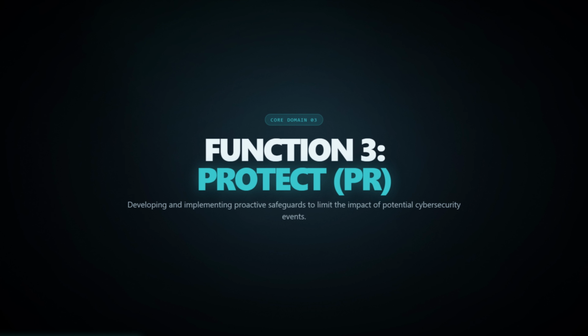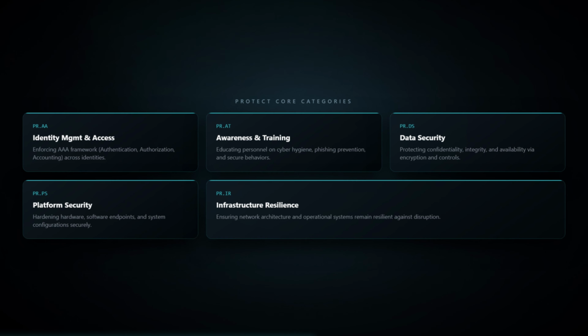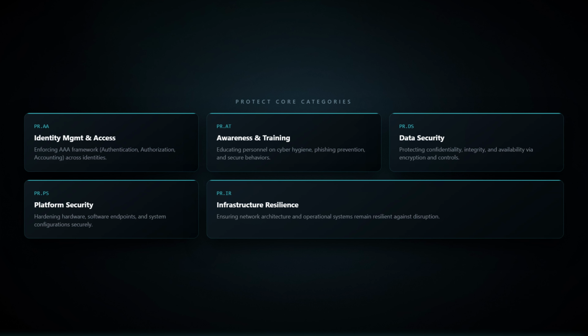The third function is protect. It reduces risk by implementing security controls before an attack occurs. Its main categories are identity and access control, awareness and training, data security, platform security, and infrastructure resilience. Simple examples: a company implementing MFA, encrypting data, and providing phishing training to employees. These are real-world applications of the protect function.